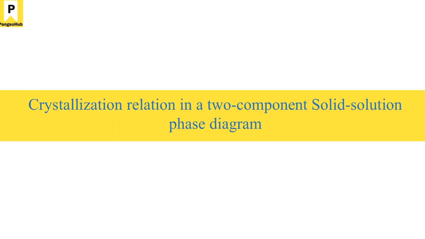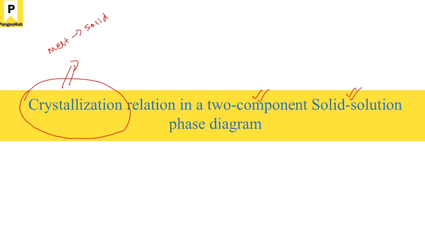Okay, so crystallization relation in a two-component solid solution phase diagram. So here the key term is crystallization, which is transformation from melt to solid. So what we are looking at exactly is a melt solid equilibrium or a solid liquid equilibrium, and then there are two components which are miscible in solid state forming solid solutions.